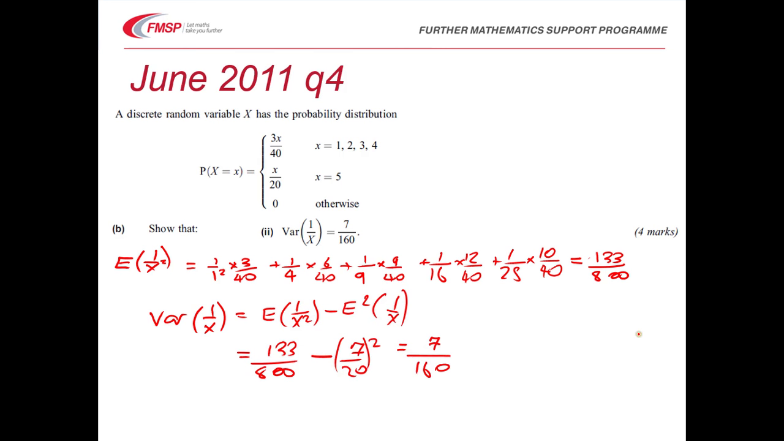So how are the 4 marks allocated here? So you get a method mark for using the formula. You get an accuracy mark for getting 133 over 800 or equivalent. You then get a lesser method mark for using the variance formulae, and of course your accuracy mark here, you've kind of got to get everything right because it's a show that.